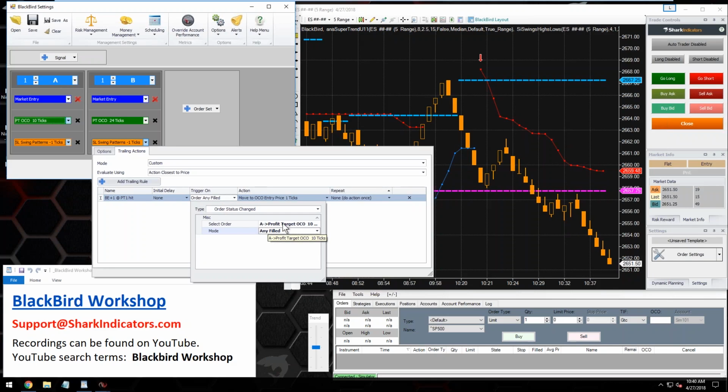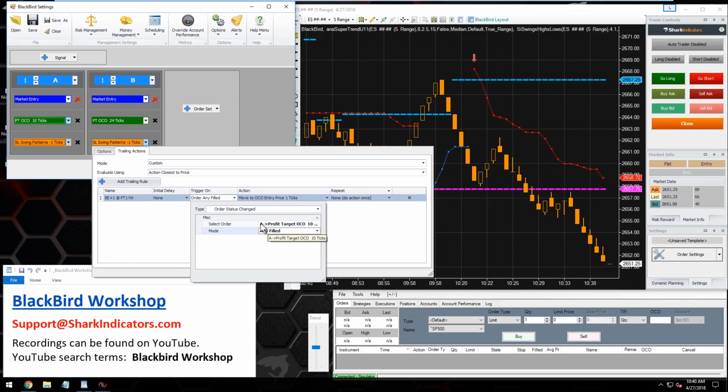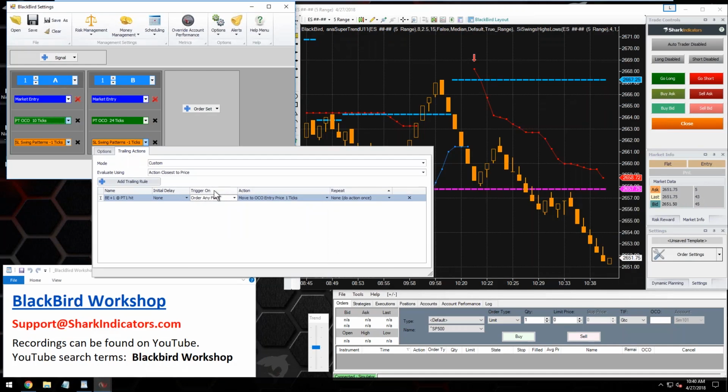It's only going to move to break even after profit target A, the profit target for order set A. Remember, this is order set A over here where my mouse is. Once that target gets hit, and the trigger event occurs, then the action can take place.